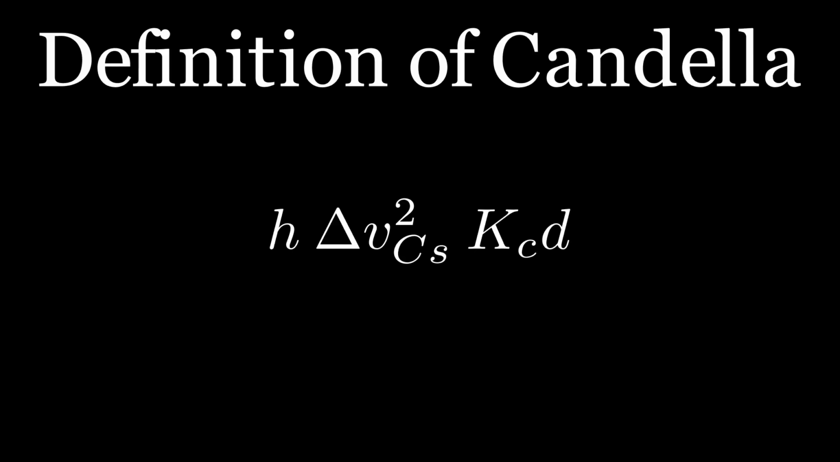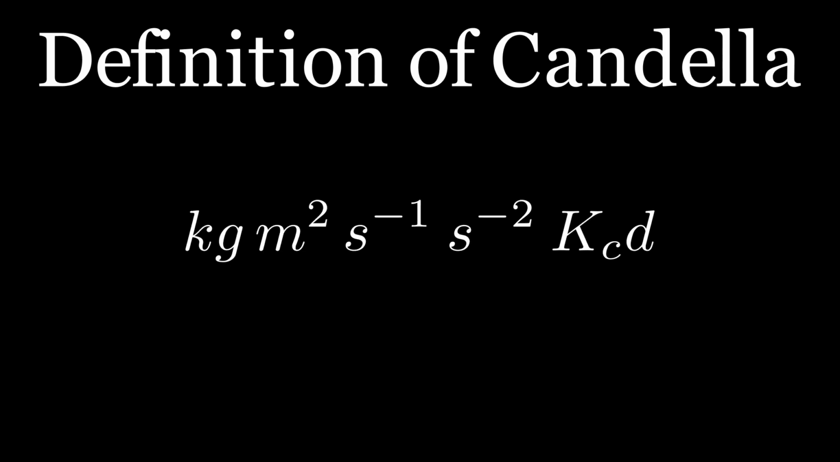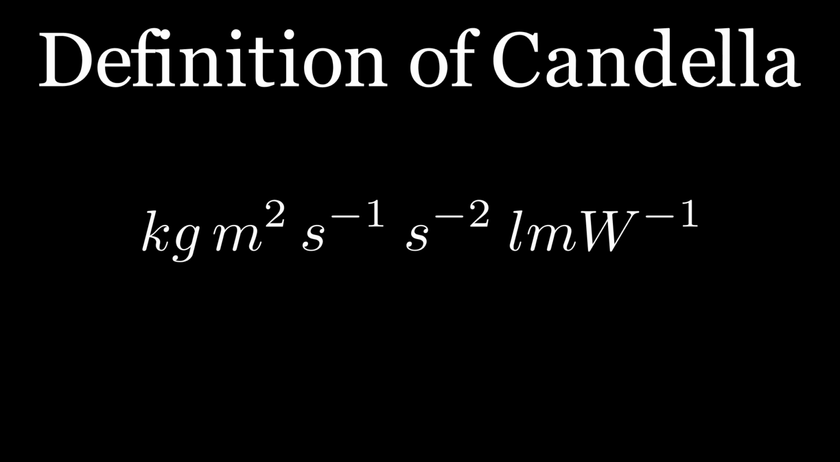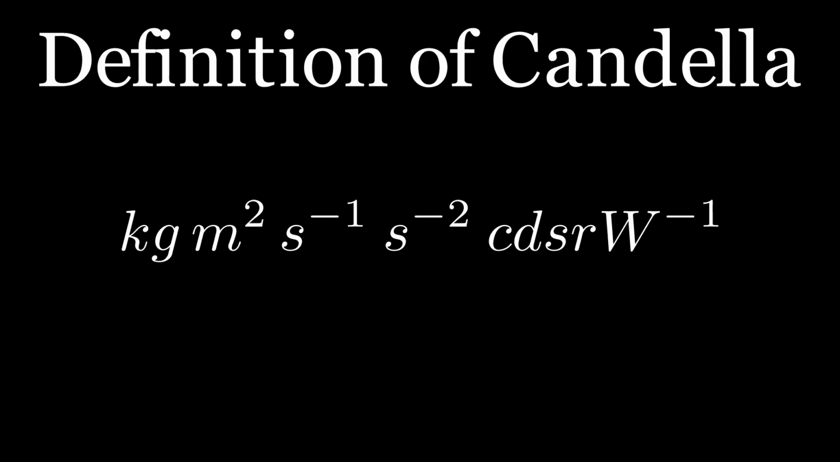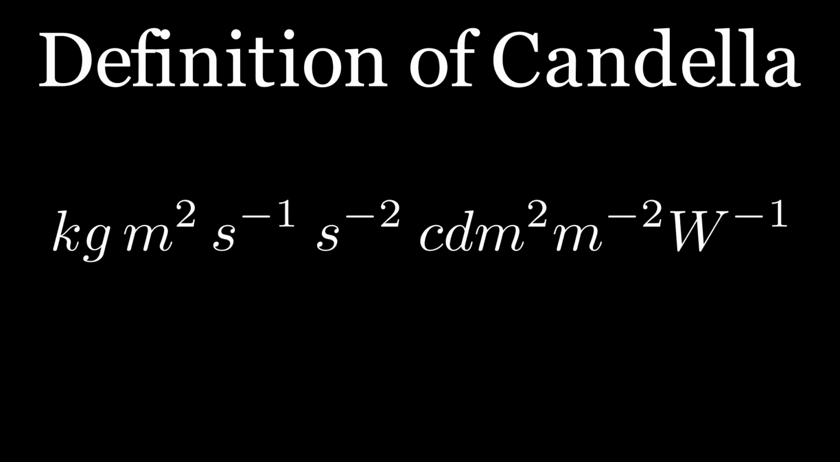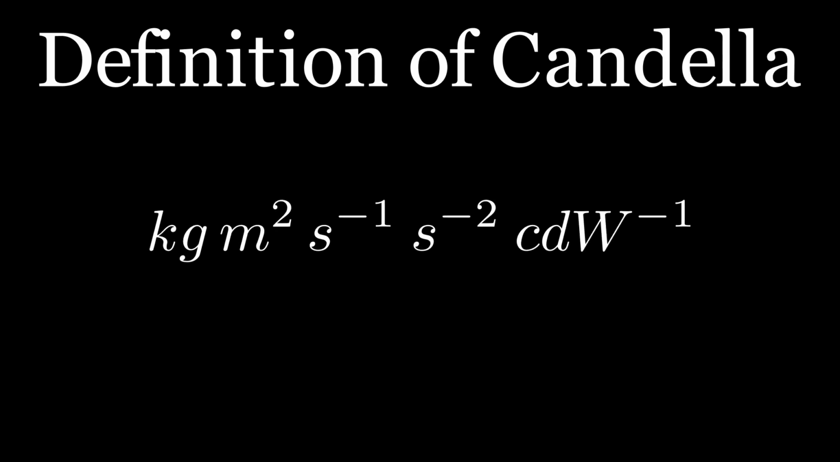Next, Candela, which is this. Planck's constant multiplied by cesium constant squared multiplied by this constant. Now this is what it comes out to. And the Candela constant is 683 lumens over watts. Now, lumen is Candela over steradian, but the definition for steradian in SI units is meter squared divided by meter squared, which is 1, so that doesn't matter.